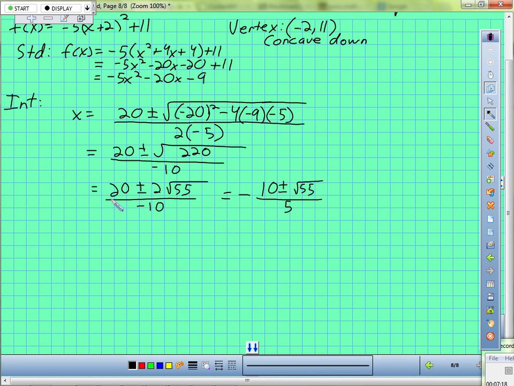Alright, so I got that. Now I want to plug this into intercept form. Now, remember my form for intercept is a times x minus one of my intercepts, which in this case I have 2 of them. So I put the negative out front here on purpose. So negative 10 plus radical 55 over 5.